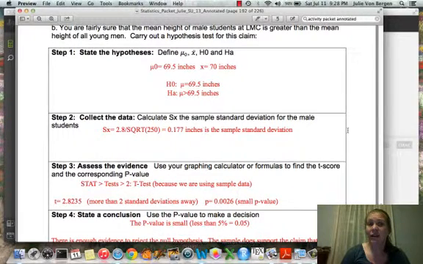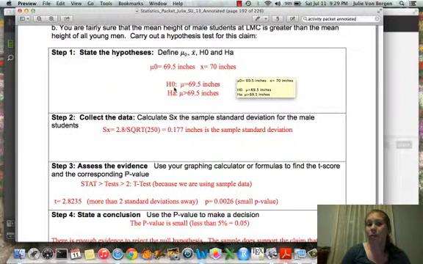Step 1, state the hypotheses. So we have to define mu naught, x bar, the null hypothesis, and the alternative hypothesis. So mu naught is the population mean, so that's 69.5 inches. X bar is 70 inches.